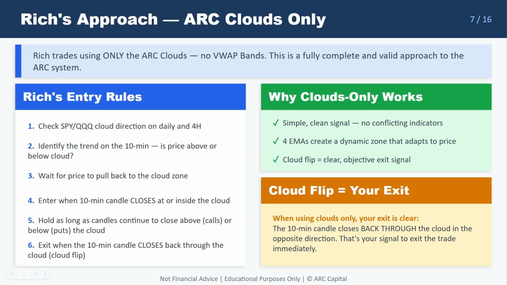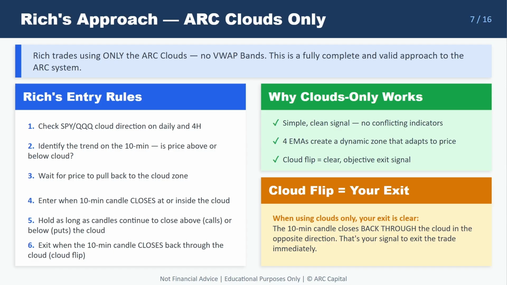I want to go over my approach. Let's get money. So Rich's approach: ARC clouds only, guys. I don't use the VWAP. VWAP is a very good indicator, but in this case it can confuse. I don't like to cloud my screen. I like to keep everything simple. Less is more, in my opinion. So for me, I only use the ARC clouds, no VWAP bands.